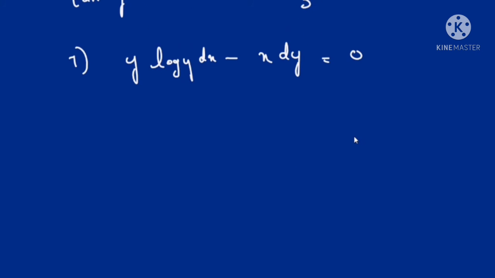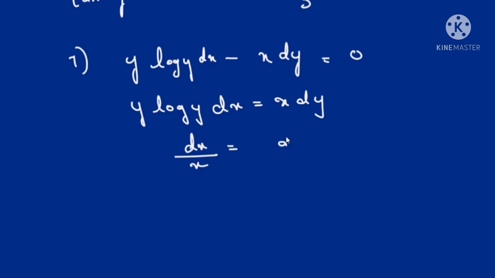Question number 7. y log y dx minus x dy is equal to 0. Separate the variables. y log y dx is x dy. Now you have dx here and you have y log y. So x you bring it here and y log y take the other side. Dx and dy should be always in the numerator. Remember that. So dx by x and dy by y log y.